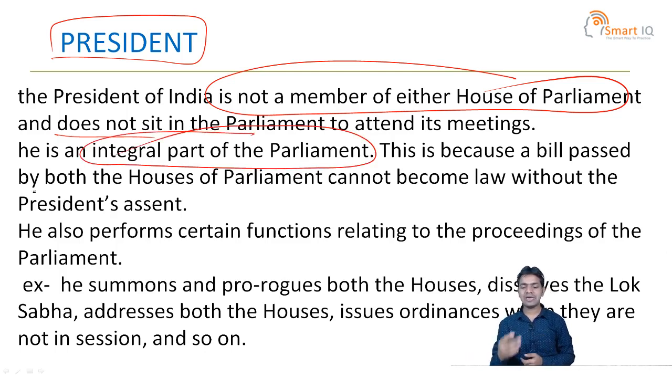He is an integral part of the Parliament. How is he an integral part of the Parliament? Take for example, when Parliament passes a bill.